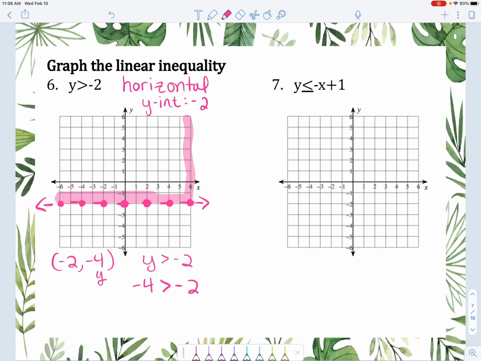So that's how you would do it if your check ended up not working out. If that point was not a solution, you would not shade the region that point was sitting in, you would shade the other one.